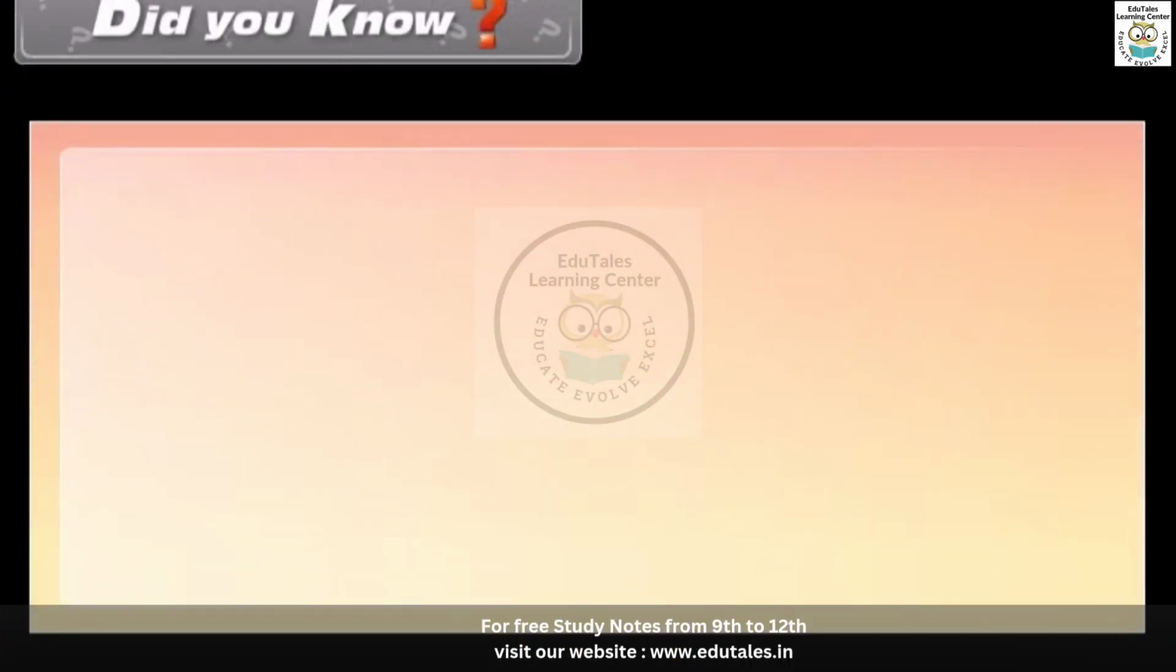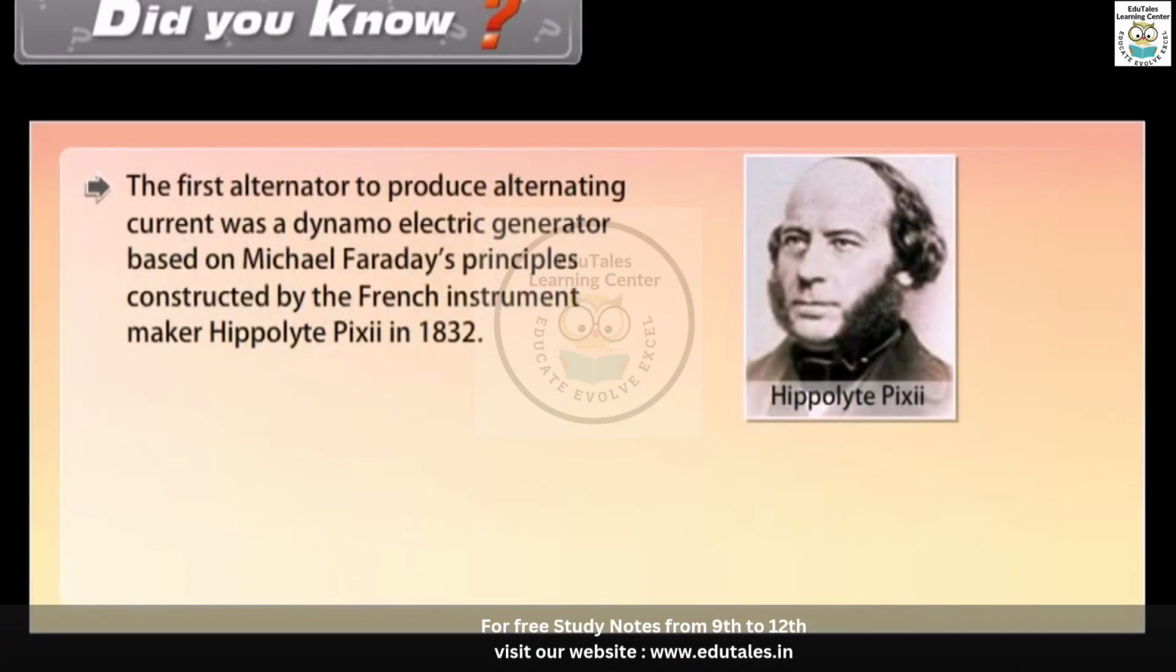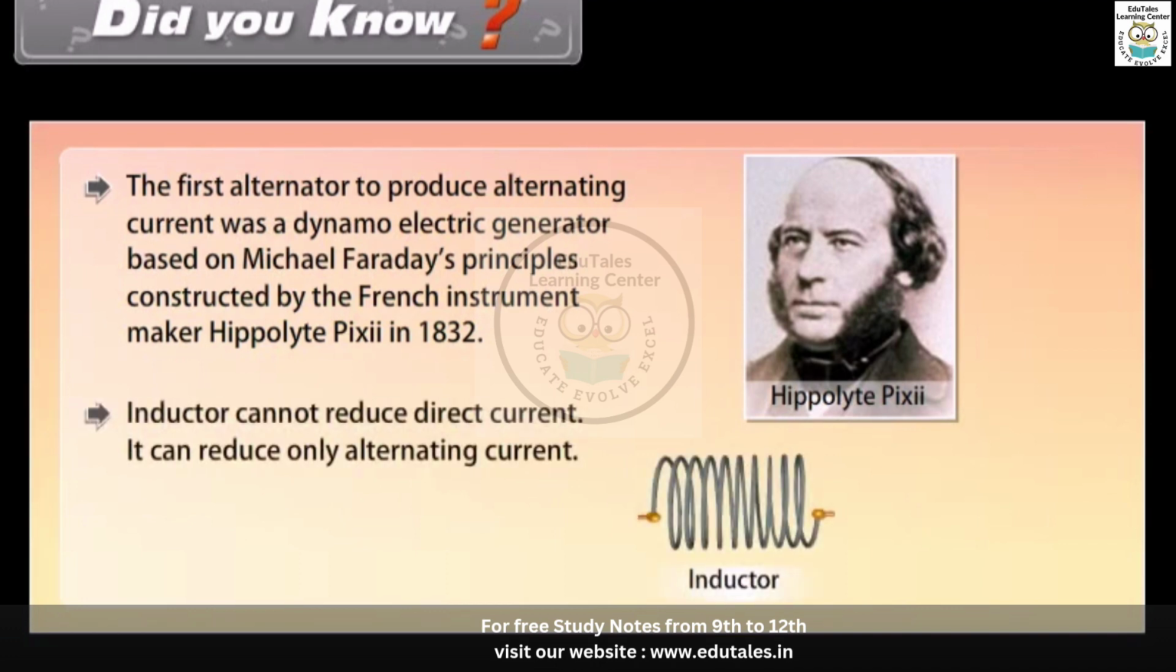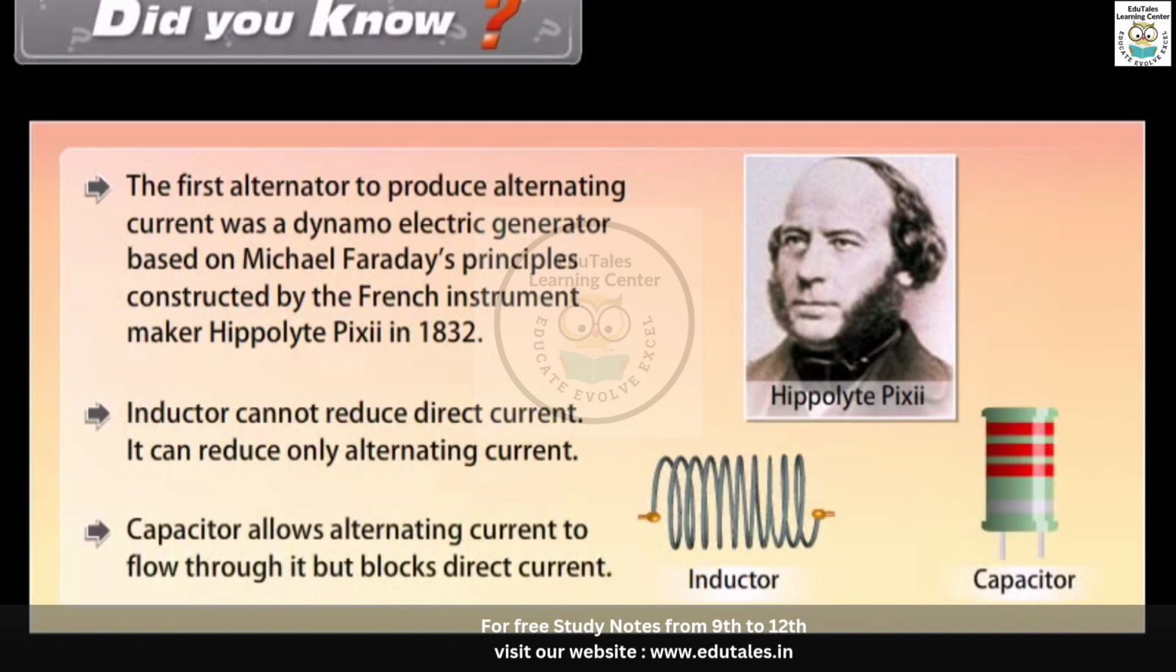Did you know? The first alternator to produce alternating current was a dynamo-electric generator based on Michael Faraday's principles, constructed by the French instrument maker Hippolyte Pixii in 1832. An inductor cannot reduce direct current. It can reduce only alternating current. A capacitor allows alternating current to flow through it, but blocks direct current.